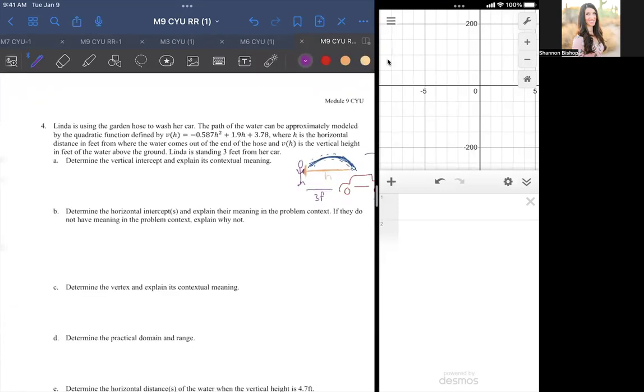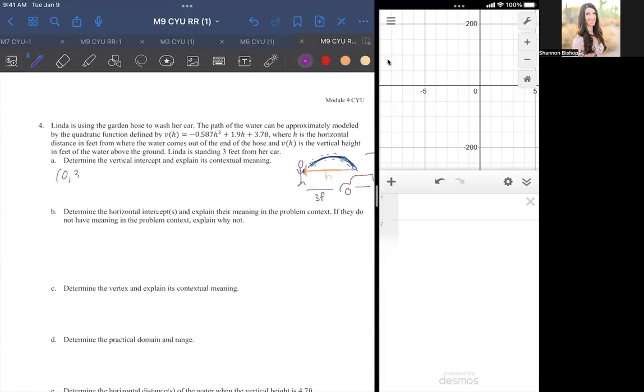So the vertical intercept is (0, 3.78). And what does that stand for? Well, again, you've got that horizontal distance from the hose where she's holding it and the vertical height of the water path above the ground. So what these mean is that the water has an initial height of 3.78 feet.